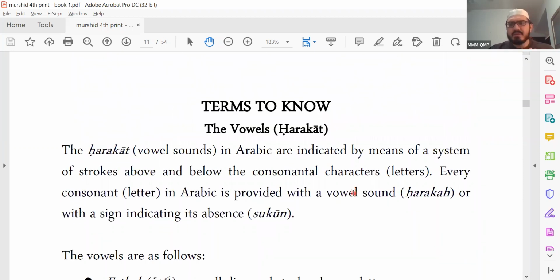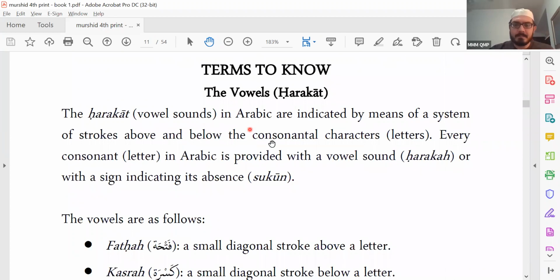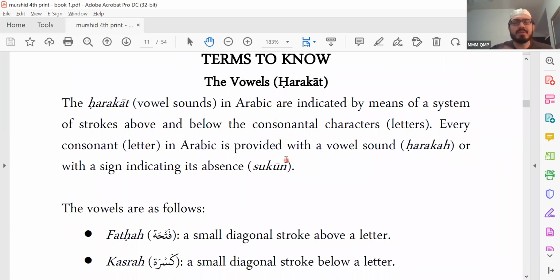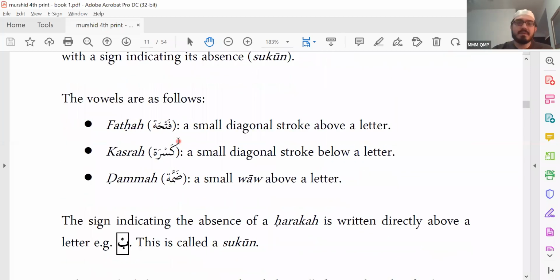Okay, things to know, we'll go over this very quickly. So harakat are vowel signs, okay? So they're like the fatha, dhamma, kasra, so the a, i, u, right? Or for example, they'll say zabar, zair, pesh, right? The a, i, u sounds are called harakat, the vowels. Then we have sukun, which is the absence of a haraka. So we have fatha, the line above, kasra, the line below, the dhamma, the small vowel.